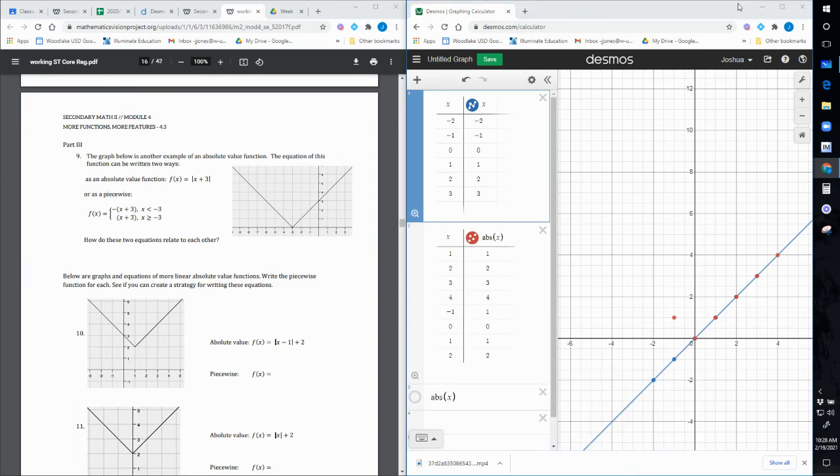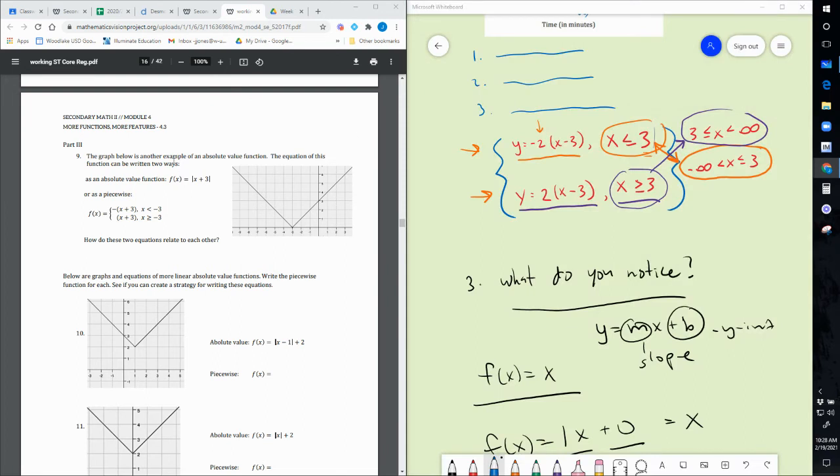So part 3 says, the graph below is another example of an absolute value function. The equation of this function can be written in 2 ways. So here's one way you can write it. F of x equals the absolute value of x plus 3. And then the other way is the piecewise function, where x plus 3 is the linear equation, but one of them is positive and one of them is negative. And you can see the domain here.